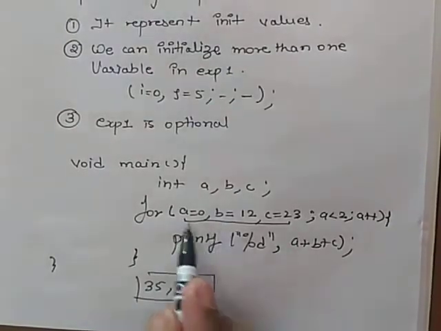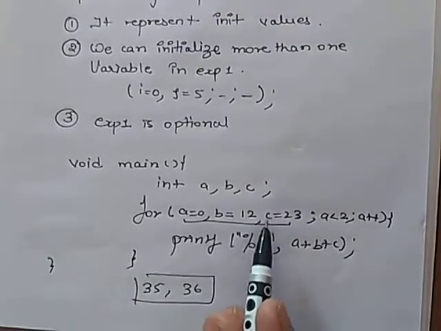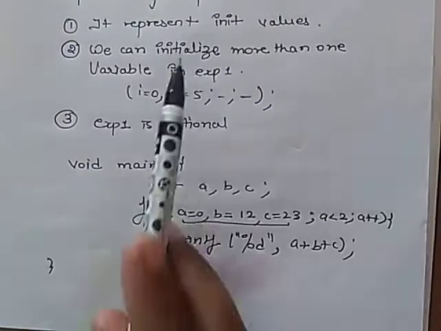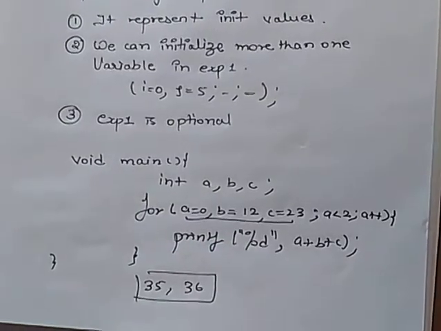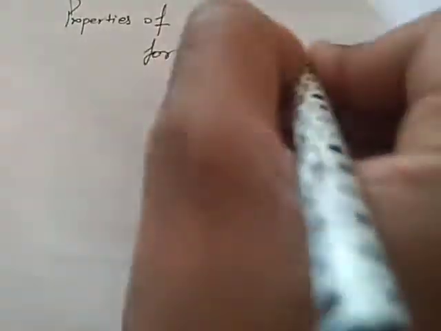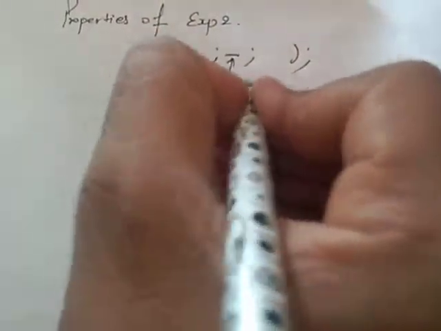So these are the properties of expression 1. We can take more than one variable. We can initialize more than one variable. It represents init values. Now the properties of expression 2, that we will use in the second part.